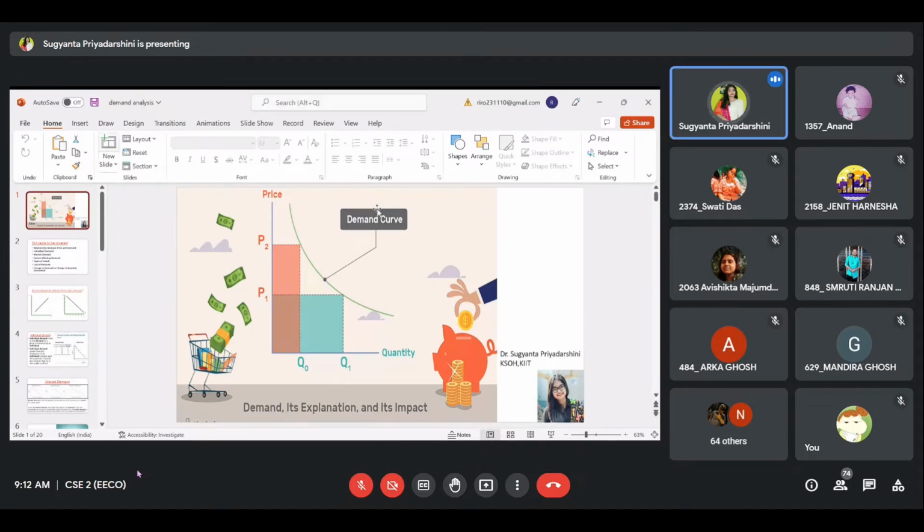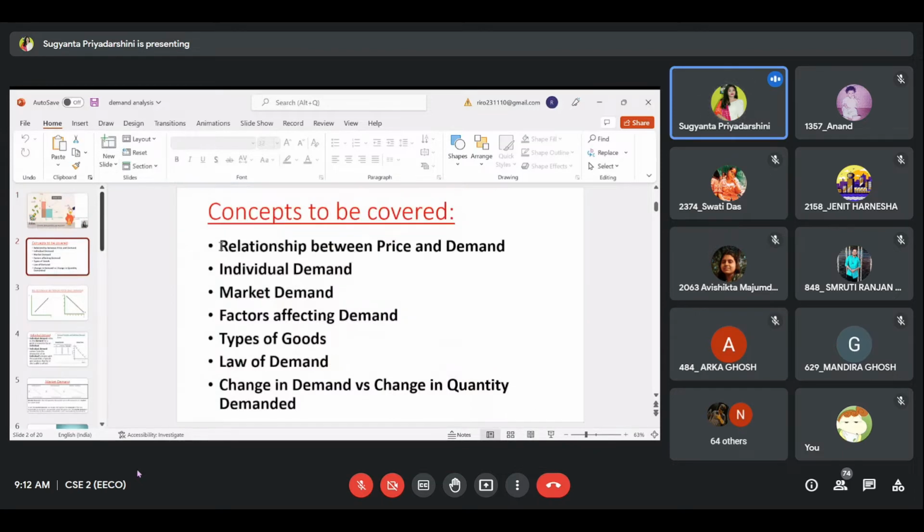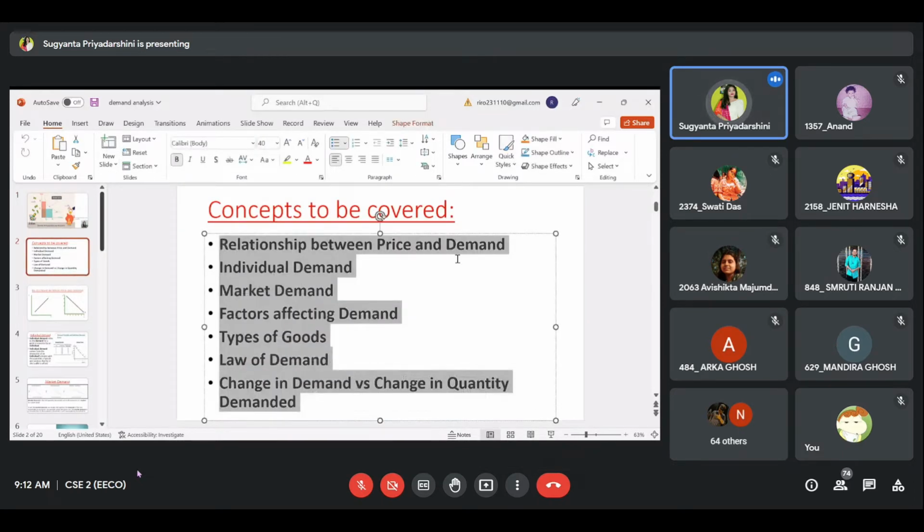Okay. So under this chapter, we will be completing all these headings. That is relationship between price and demand. Then what is individual and market demand? Then what can be the factors affecting demand? What are the different kinds of goods? Okay. So we will be completing all this.